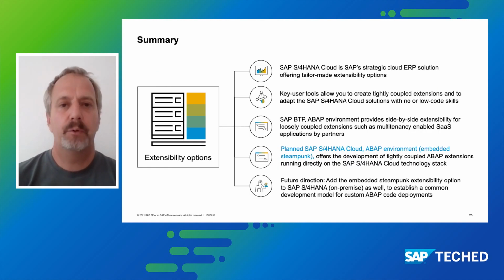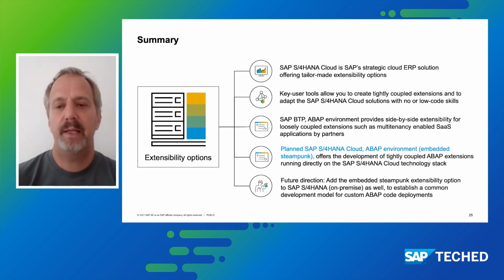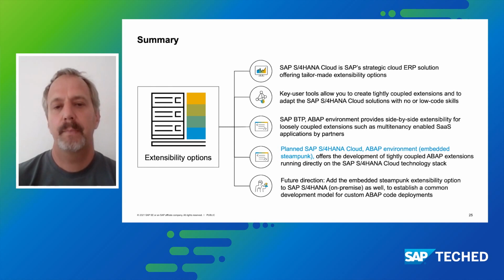Good, that leads me to the summary. So S/4HANA Cloud is the strategic cloud ERP of SAP. With the key user tools which we provide, you can, as a business user, easily extend SAP Fiori applications or processes. SAP Business Technology Platform provides you the option to build loosely coupled extensions with Java, Node, or ABAP. The ABAP environment, Steampunk, provides you the ABAP platform as a service and allows partners and customers to build multi-tenant extensions. We want now to reuse our cloud-ready and upgrade-stable custom ABAP development, which we have established in Steampunk, in S/4HANA Cloud with the embedded steampunk project.